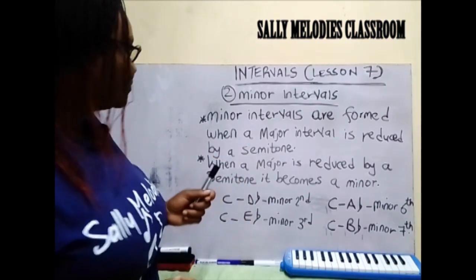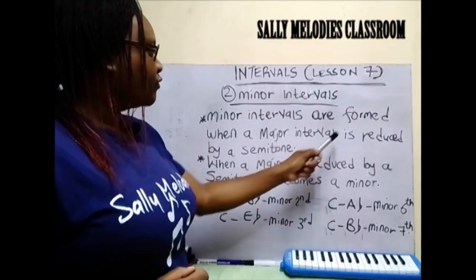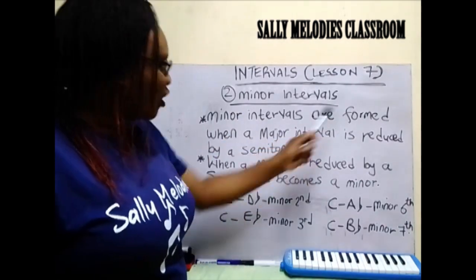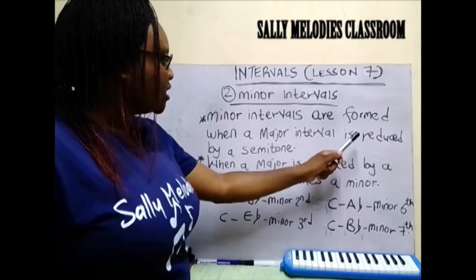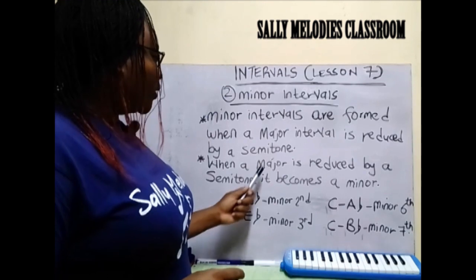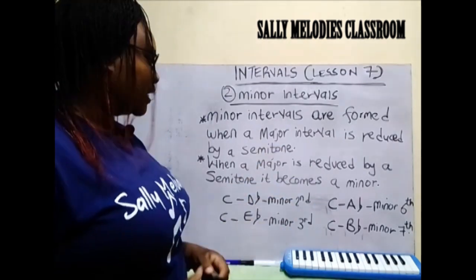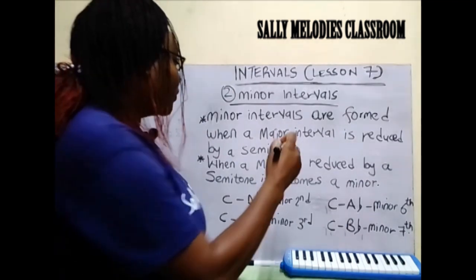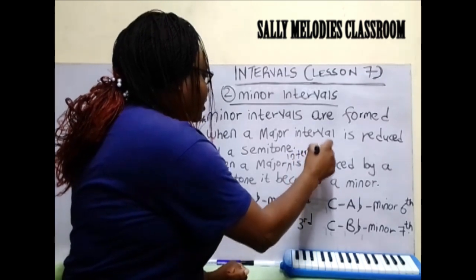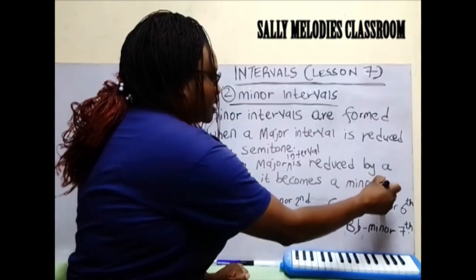Now, minor intervals are found when a major interval is reduced by a semitone. Or you'd rather say, when a major is reduced by a semitone, it becomes a minor. Let's just say when a major interval is reduced by a semitone, it automatically becomes a minor interval.